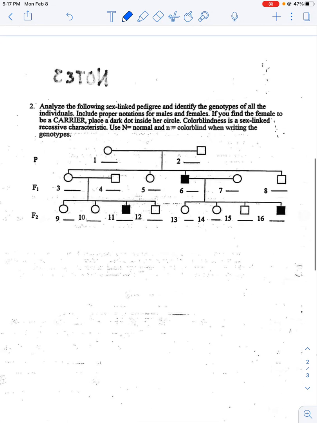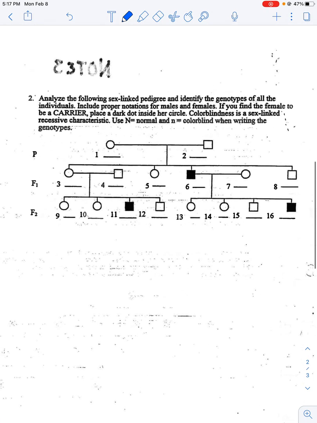This is a sex-linked pedigree. So they say in the prompt it's sex-linked. And again, you have to identify the genotype, so that's solving the pedigree. They also want you to include proper notations for males and females. I'll show you how to do that. If you find a female to be a carrier, place a dot inside her circle. That's going to help us denote that she's a carrier.